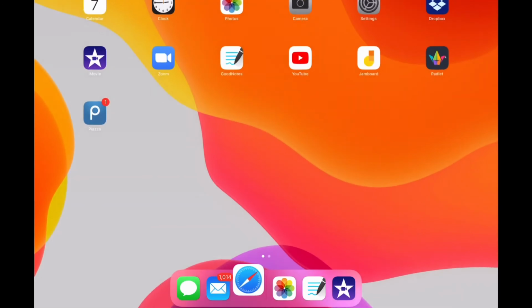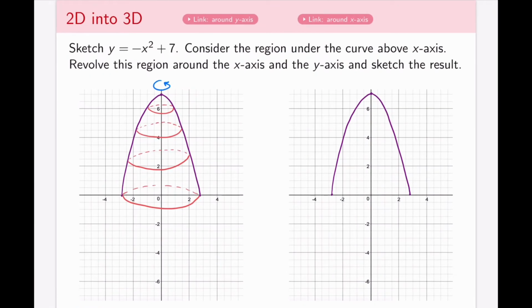Now, what about rotating around the x-axis? So now instead, if I take the exact same object, the exact same wire, if you wish, and I rotate it around the x-axis, so this way. Now, again, this sometimes really helps to think about what are the things that will result from me rotating it.